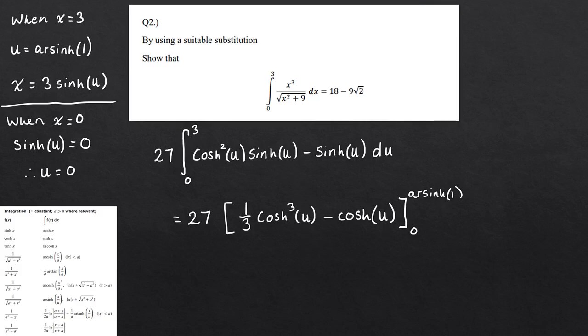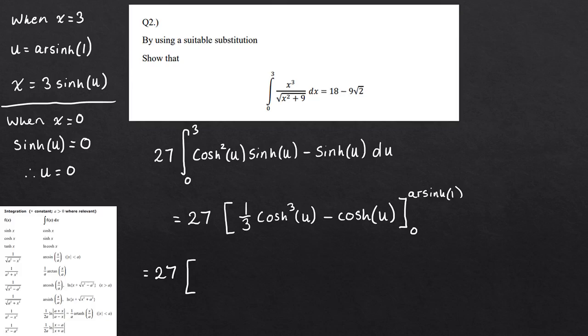Now that we've got the new limits, what I need to do is substitute these limits in. Again, this gets a little bit messy. It's not the easiest part to do, but let's see what we get here. So I've got 27 lots of a third of cosh cubed u minus cosh u. We need to substitute our upper limit first into both of these parts here, doing this step by step.